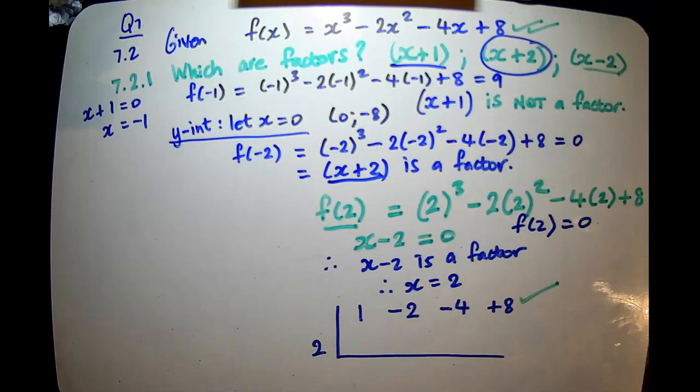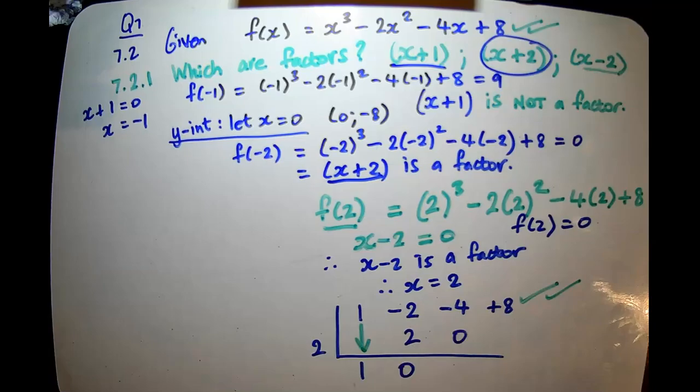So using x minus 2 as our bracket, we are going to use the number 2 for synthetic division. Bringing the 1 down, 2 times 1 is going to be 2. Then we're going to add. Adding them, we are going to get 0.